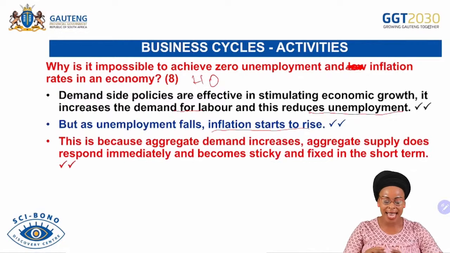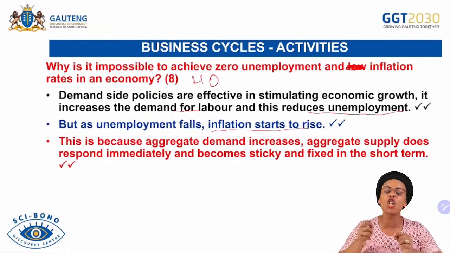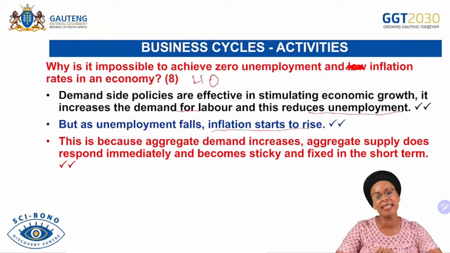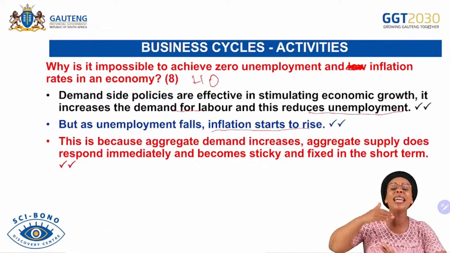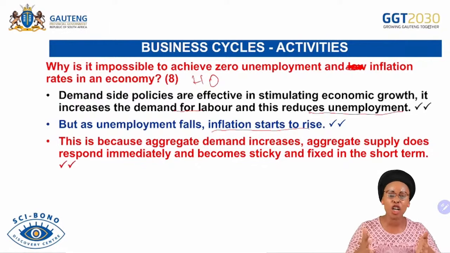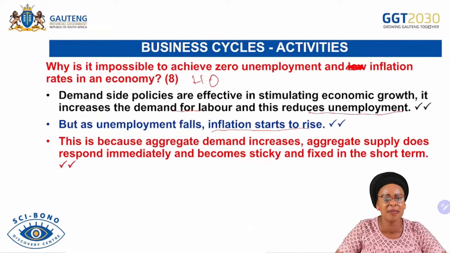This is because aggregate demand increases, but aggregate supply does not respond immediately. It becomes sticky and fixed in the short term, but will increase in the long term. But in the short term, when aggregate demand increases, aggregate supply does not increase. That is why inflation will always take place.